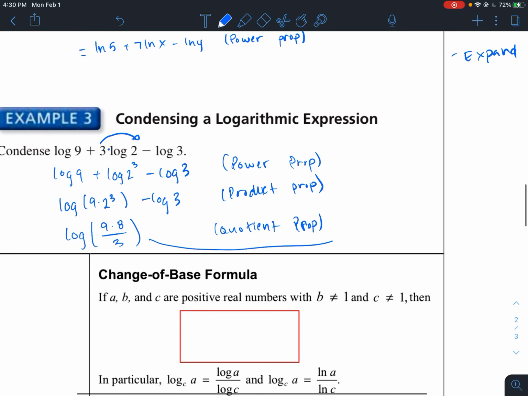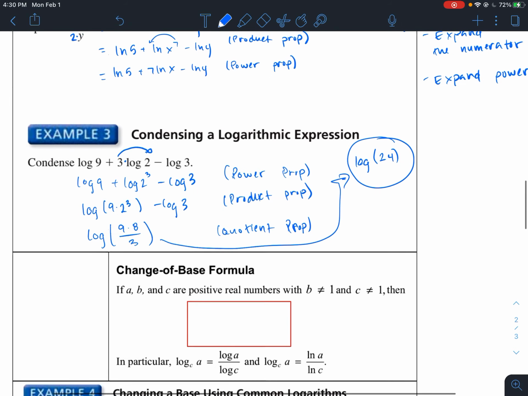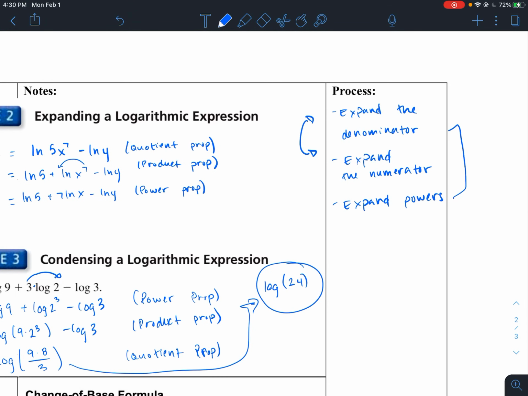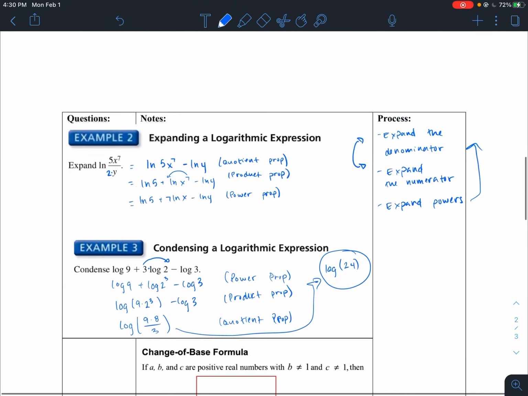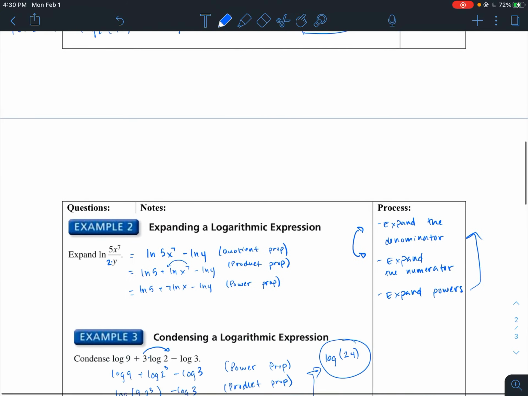Now, if I want to simplify this even a little bit more, if I do all the math, this is log of 9 times 8 divided by 3, which should just be 24. Alright, so we just condensed the logarithmic expression, using these properties in the reverse order. Okay, so those are some examples of using the properties of logarithms.